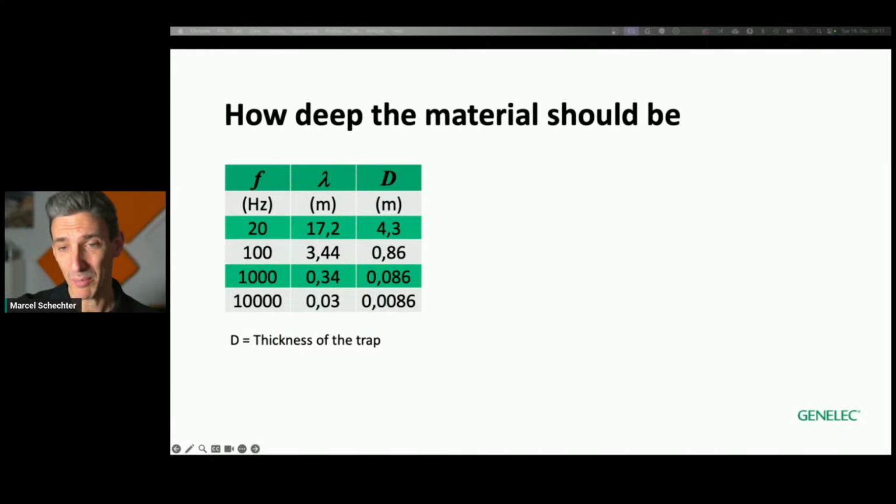I already spoke about that. This is why a bass trap has to be that deep. It's once again this quarter wavelength rule. So if you want to get rid of 20 Hertz, let's say you really want to do the complete job, 4.3 meters is then the depth that is easily needed. So it doesn't make that much sense.